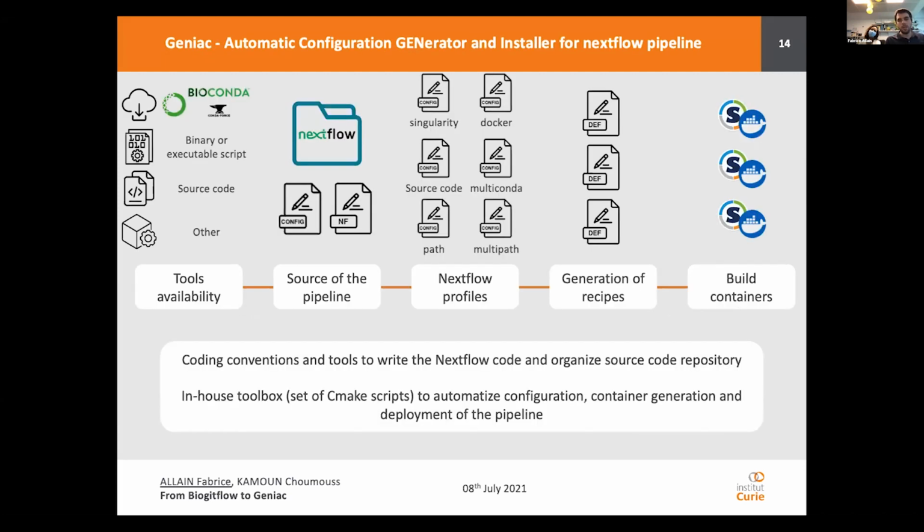So to solve those issues, we provided a tool called Geniac, an automatic configuration generator and installer for Nextflow pipelines. Those guidelines and utilities were initiated in the context of the YouCanCon project by Philippe Huppé and Julien Roméjon, and it combines a set of CMake scripts where, according to the availability of the tools and the source code of the Nextflow project, several configuration execution profiles and recipes, and also the building of those images, are done automatically in order to deploy the pipeline.